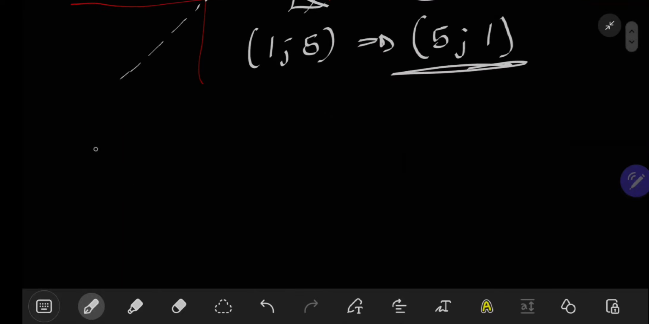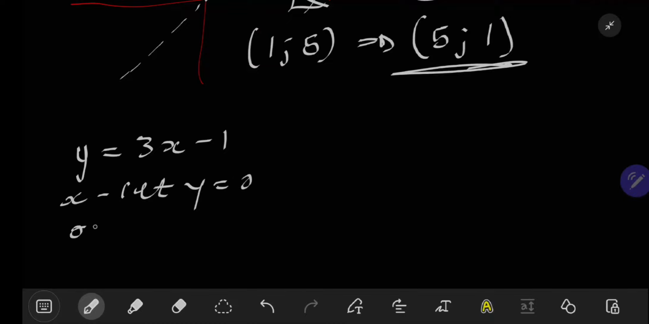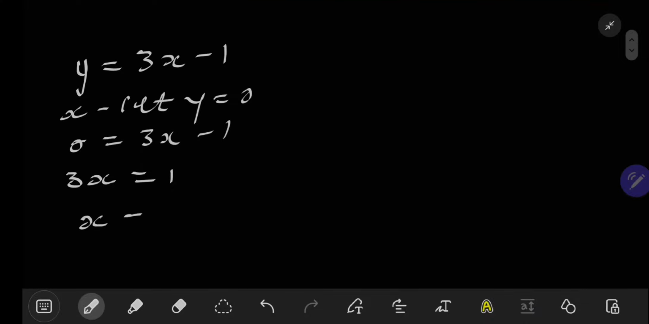Now let's start with a straight line graph. Let's say we have y equals 3x minus 1. This is the equation for the straight line graph. We can find the x-intercept by letting our y value become 0. Then 0 equals 3x minus 1, and we take 1 to the other side. We have 3x equals 1, and then we divide both sides by 3. We have 1 over 3. In coordinate form, that is (1/3, 0).